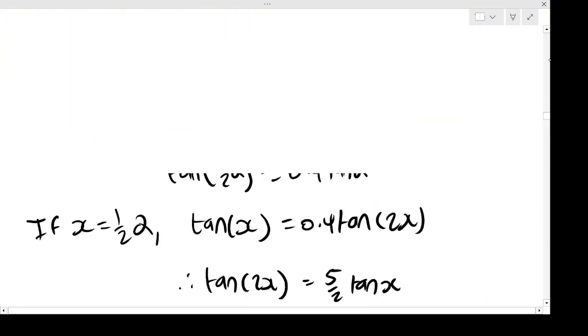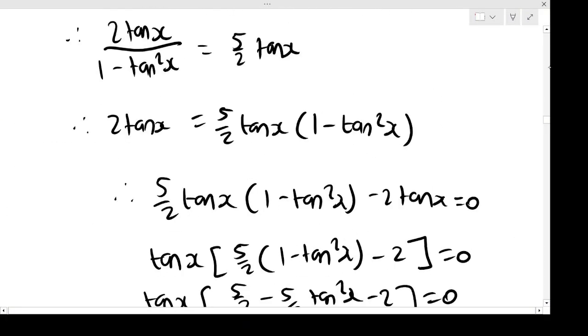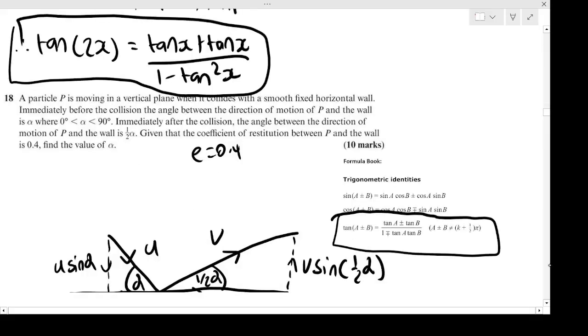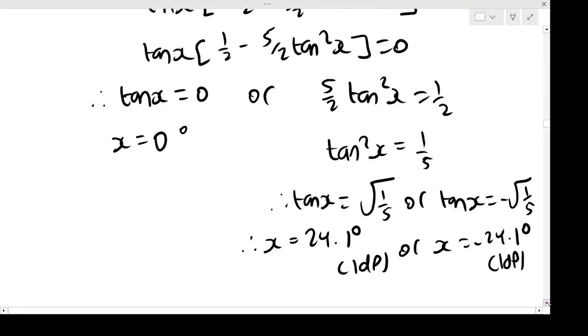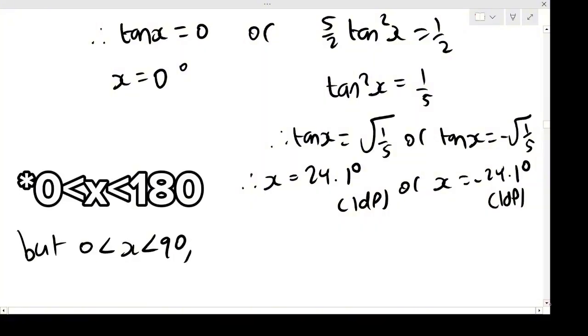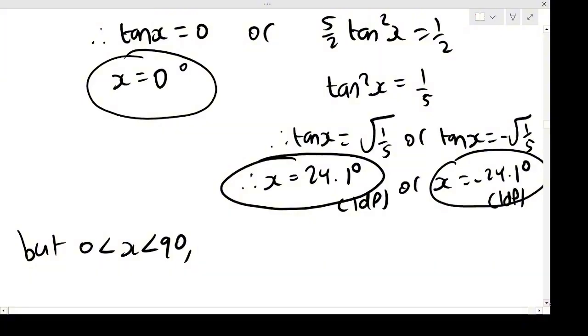But actually, let's have a look at the question. Because the question told me that alpha is strictly between 0 and 90. If we look at all our solutions, what's the only solution between 0 and 90? Hopefully you can spot it's just going to be this one, isn't it? So out of x is 0, x is 24.1 and minus 24.1, the only valid solution between 0 and 90 is going to be 24.1.